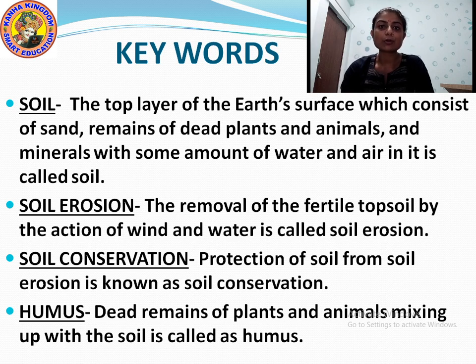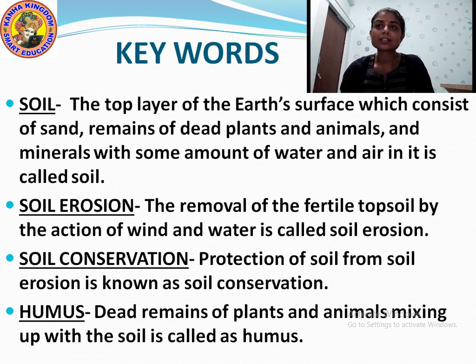Okay, and these rocks are broken down by the natural factors like the sun's heat, the rain and the wind. And dead plants and animals also play an important role in the formation of the soil. How? Because these dead plants and animals get mixed up with the soil and it forms humus. Okay, the dead plants and animals called humus get mixed up with the soil, the minerals, and then the soil is formed. The minerals are also the substance which get mixed with the soil to form the soil.